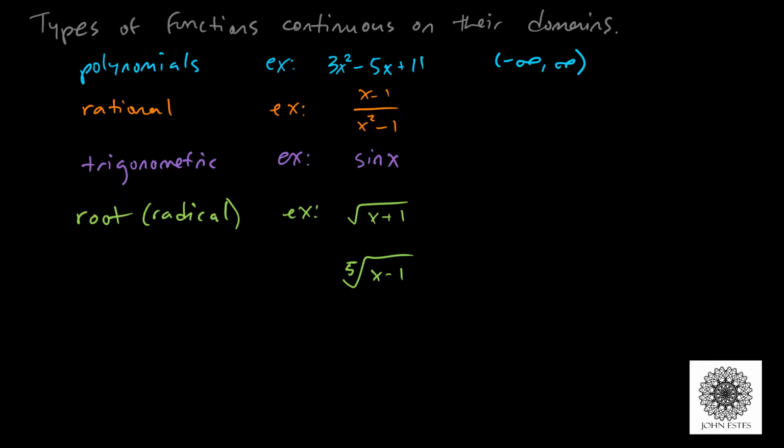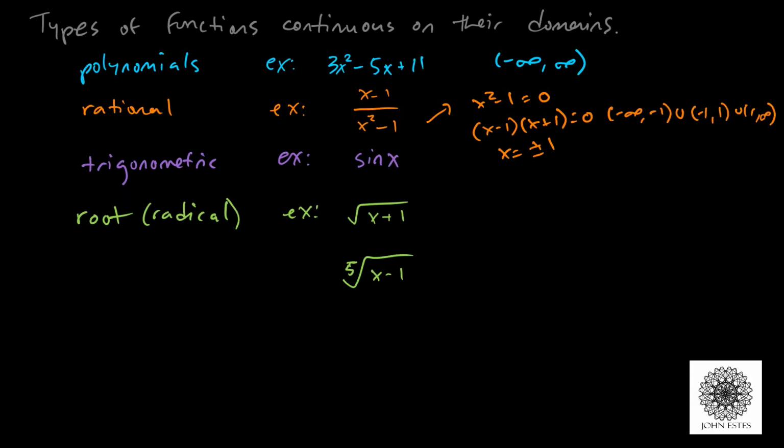Rational functions are also continuous on their domain, and that would be anywhere that the denominator does not equal 0. So for the example we have here, where we have x minus 1 over x squared minus 1, all I have to worry about is the x squared minus 1 not being 0. So I solve this equation, which factors here, and so I know the things that make the denominator 0 are plus or minus 1. So those are the two places where this function is not continuous. So you would say it's continuous on negative infinity to -1, -1 to 1, and 1 to infinity.